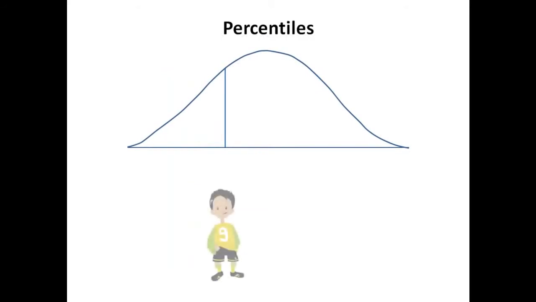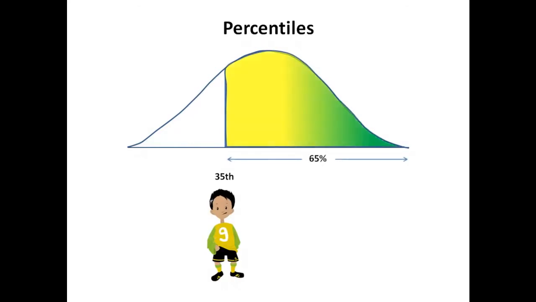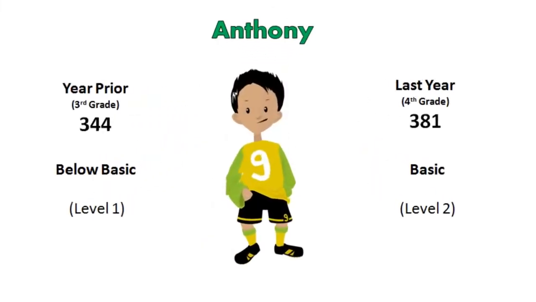Often this is expressed in percentile terms. The child's height may be at the 35th percentile, which means that the child is taller than 35% of other children his age, and shorter than 65% of children his age. Normative growth is the basis for student growth percentiles. Let's look at an example.